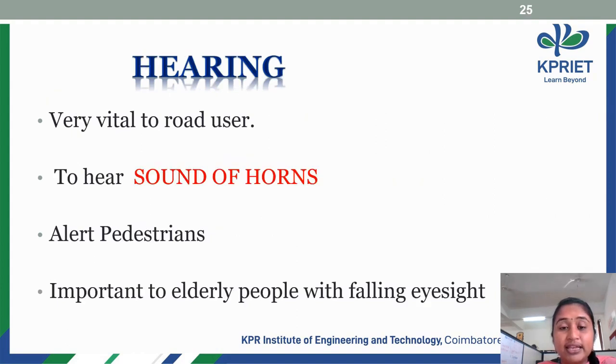And the next factor is hearing. You know that it is very vital for the road user, because based on the sound of the horns, the road user will react to the situation. It alerts the pedestrians as well as the vehicles on the road. Especially elderly people get alerted using the horn sound, because their eyesight may be a little bit less.